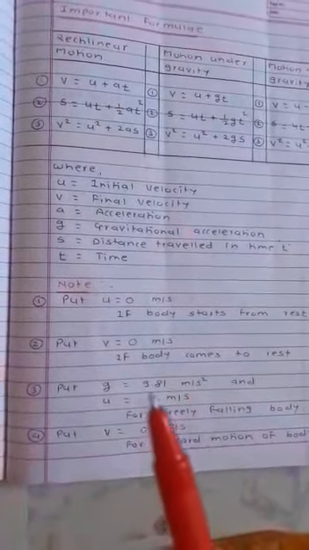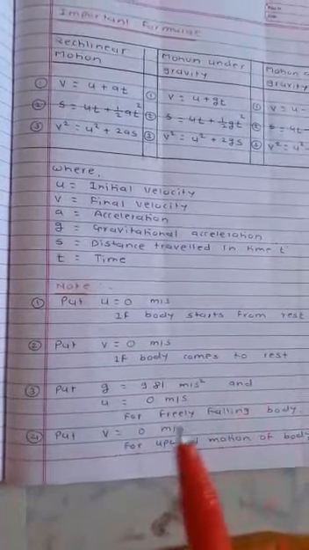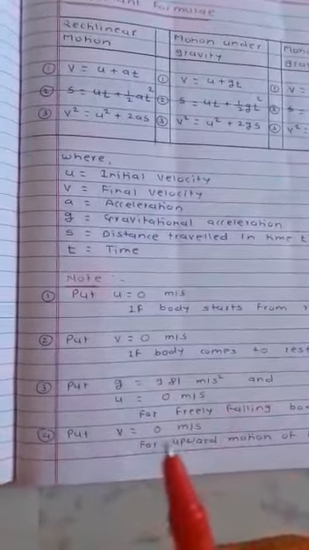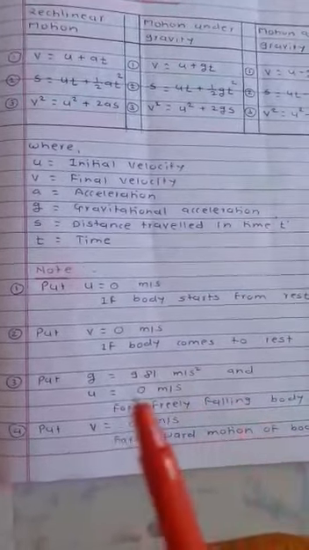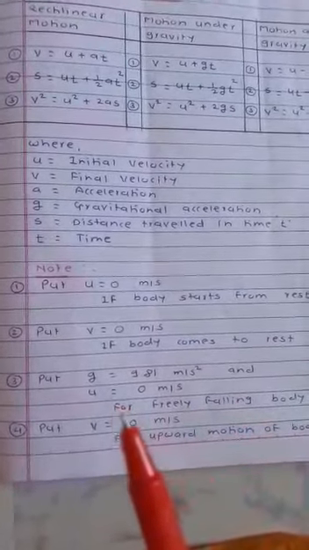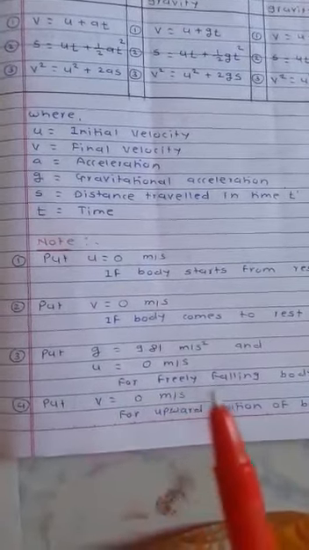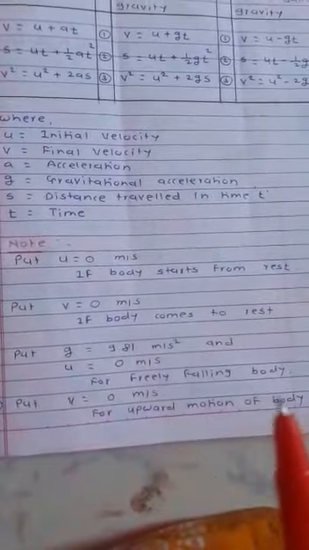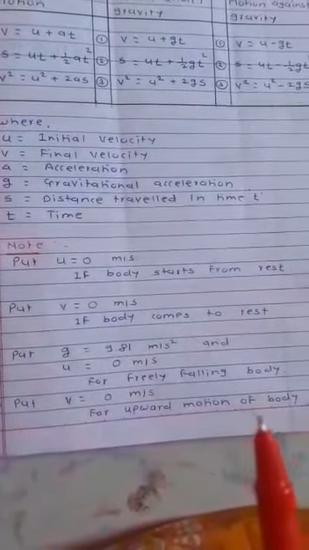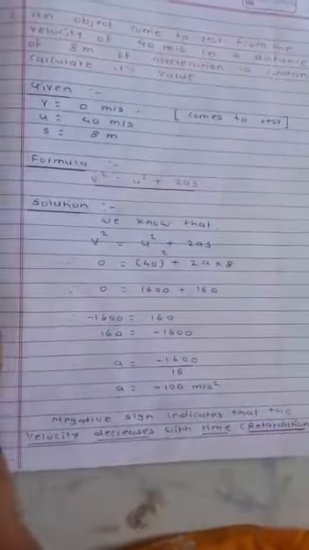Now put g equal to 9.81 meter per second square and u equal to 0 for a freely falling body, that is if the body is freely falling, then the value of u is 0. And put v equal to 0 meter per second for upward motion of a body, that is if any body is moving in the upward direction, then put the value of v as 0.